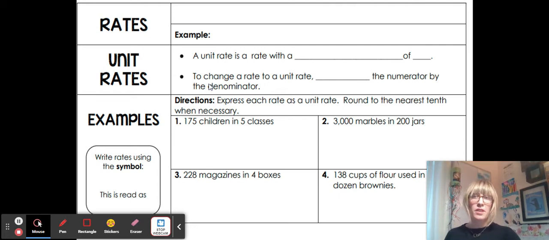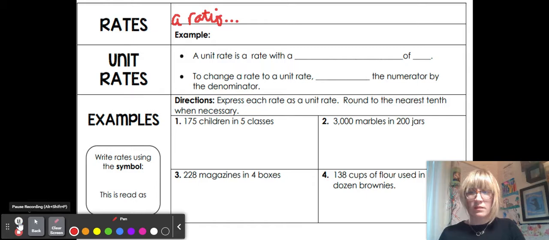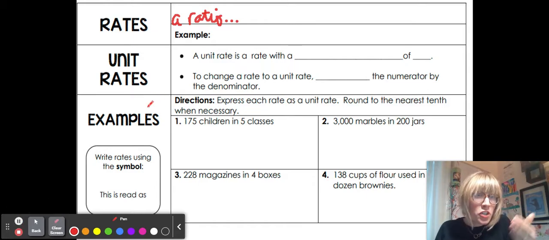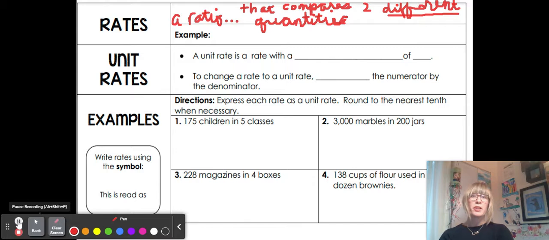Hey guys, so in this video, we're going to be thinking about rates, which are a type of ratio. So it's just a very specific type. So you could think of a rate being a ratio that compares two different quantities. So it compares two different quantities. You can go ahead and pause your video and write that down.